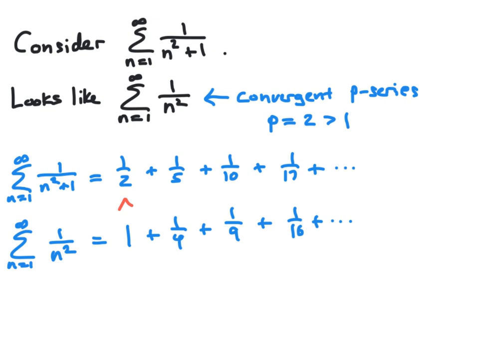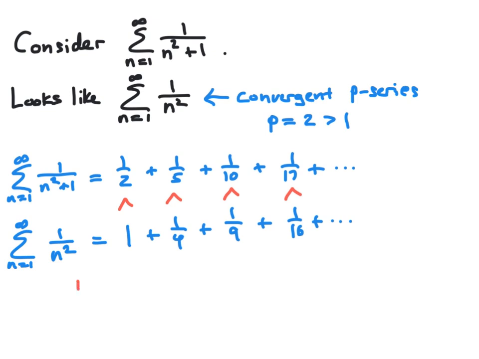And if we move and look at each subsequent term, if we look, for example, at the second terms, we see that 1/5 is less than 1/4. 1/10 is less than 1/9, and 1/17 is less than 1/16. And if we wanted, we could certainly continue this by comparing the fifth term and the sixth term and the seventh term, or more generally, we could compare just the general nth term.